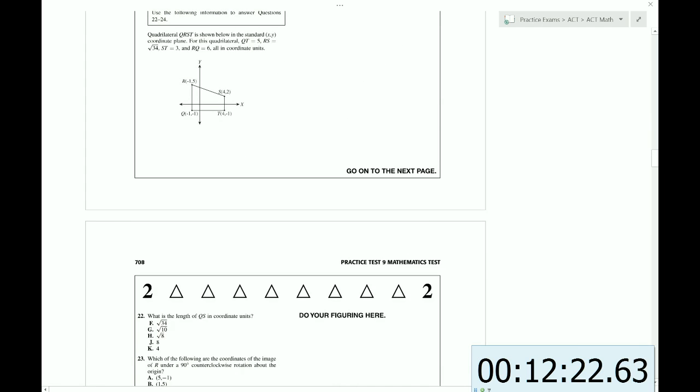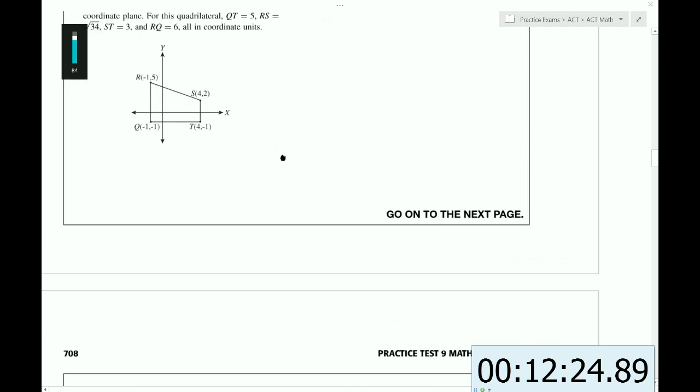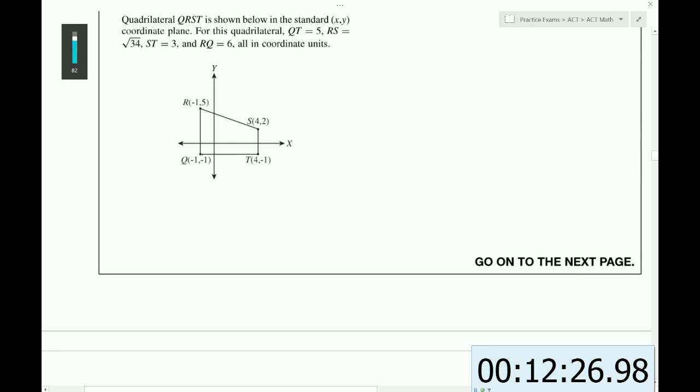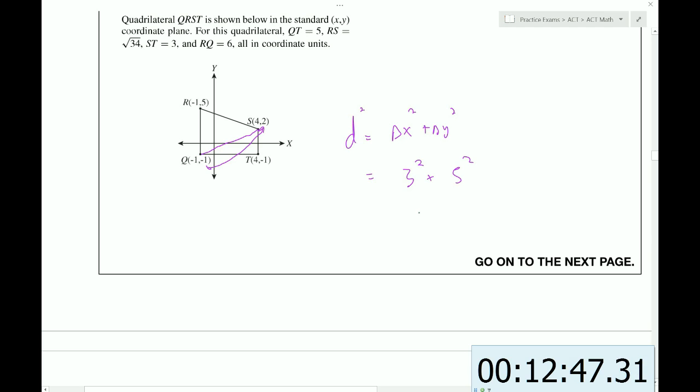Alright. What is the length of QS? Okay. So QS. Right, so to find the distance, we can use my new Pythagorean theorem formula for distance. So we have to find delta x and delta y. So delta y went up 3. So that's delta y, and then delta x went up 5. So 3 squared is 9, 5 squared is 25, that makes 34. So the distance is rad 34.